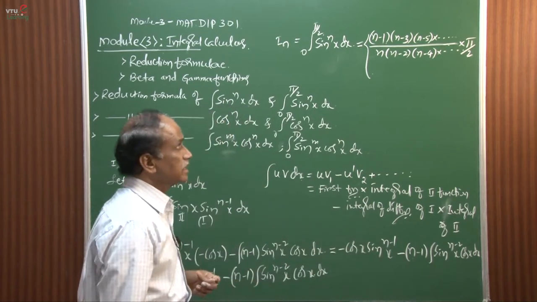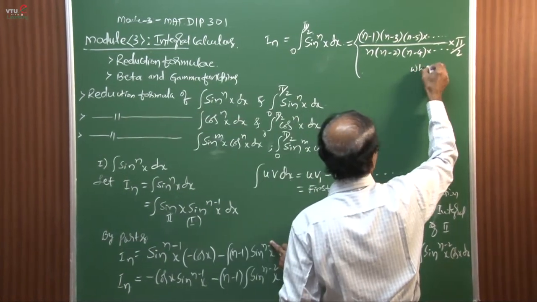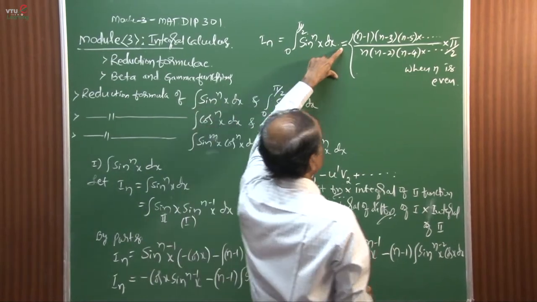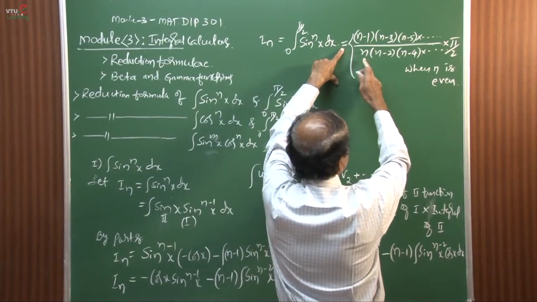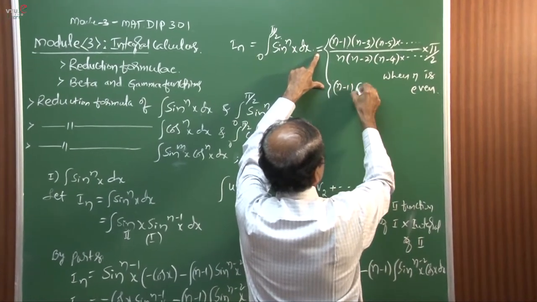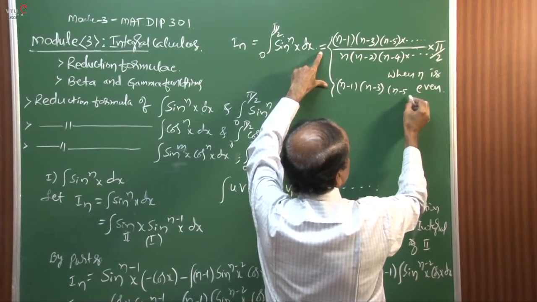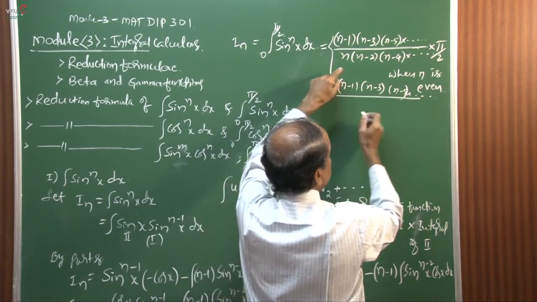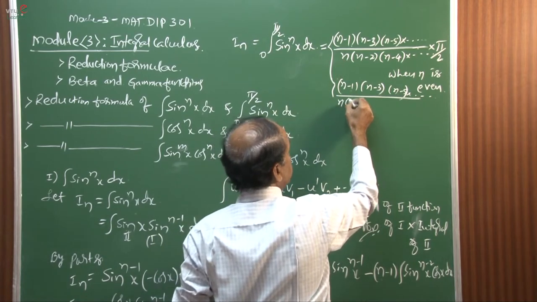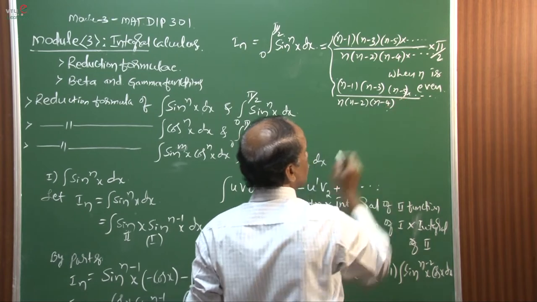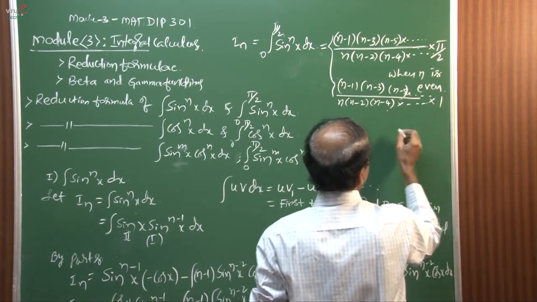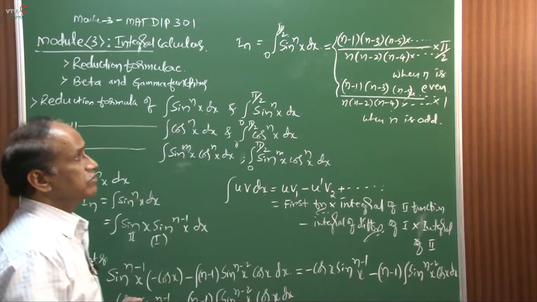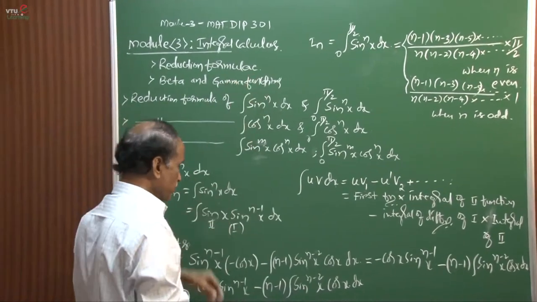Simplification in the sense, after integrating repeatedly, you will get pi by 2 when n is even. When n is even, then what you had to take this one as, in the second case, n minus 1, n minus 3, n minus 5 and so on, all the numerators are to be subtracted with odd numbers, in the denominator even numbers. This is just like n minus 0, n into n minus 2, n minus 4 and multiplied and so on, multiplied by 1 when n is an odd number. This is the value of the definite integral of sine to the power n x.